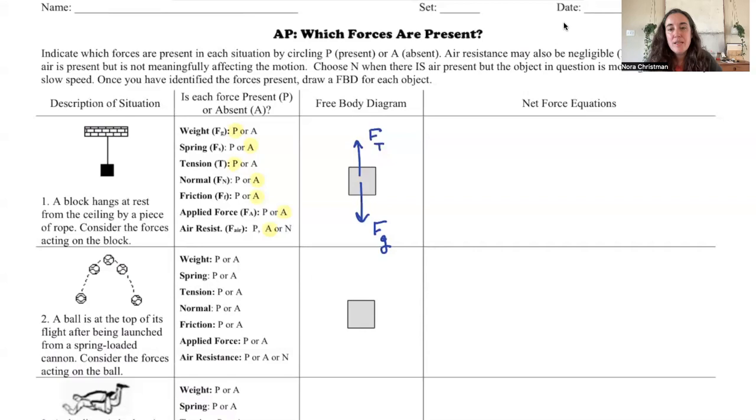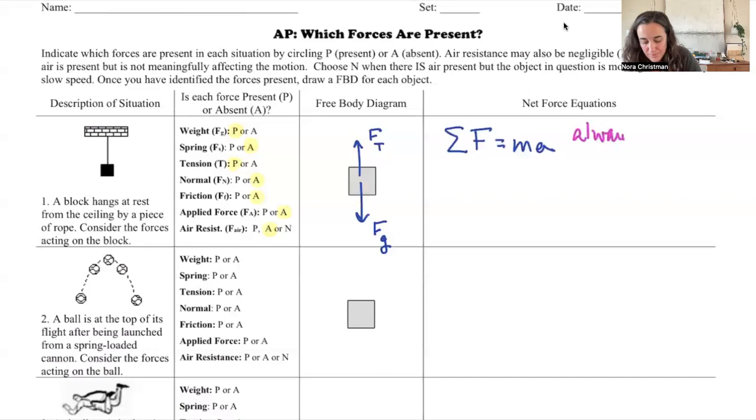Okay, so moving on. The net force equations. The first one is always Newton's second law. This is always true. And so it's good to start with it because that's always true. F equals ma. The second equation comes from the diagram. And so in this case, we're specifically looking at the y direction.